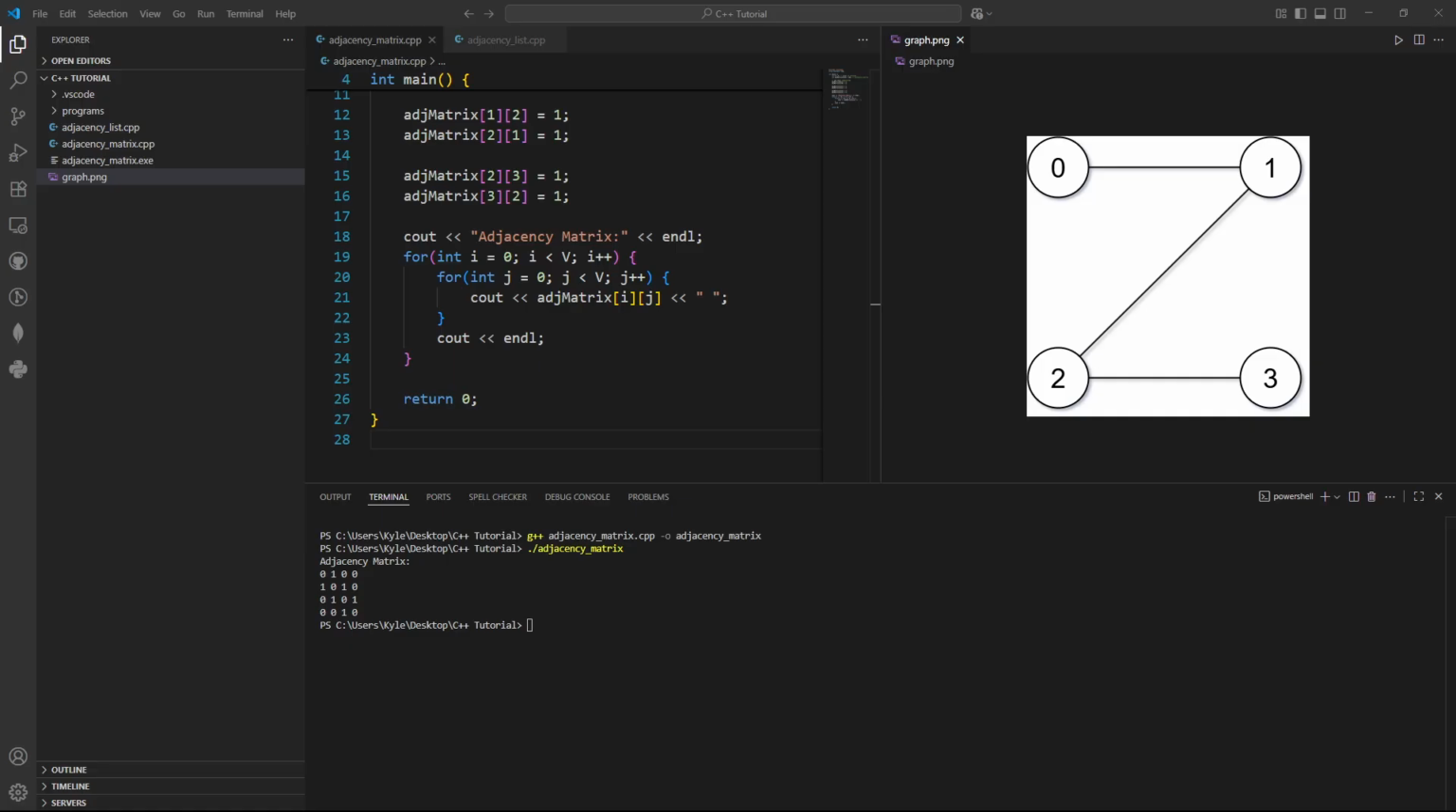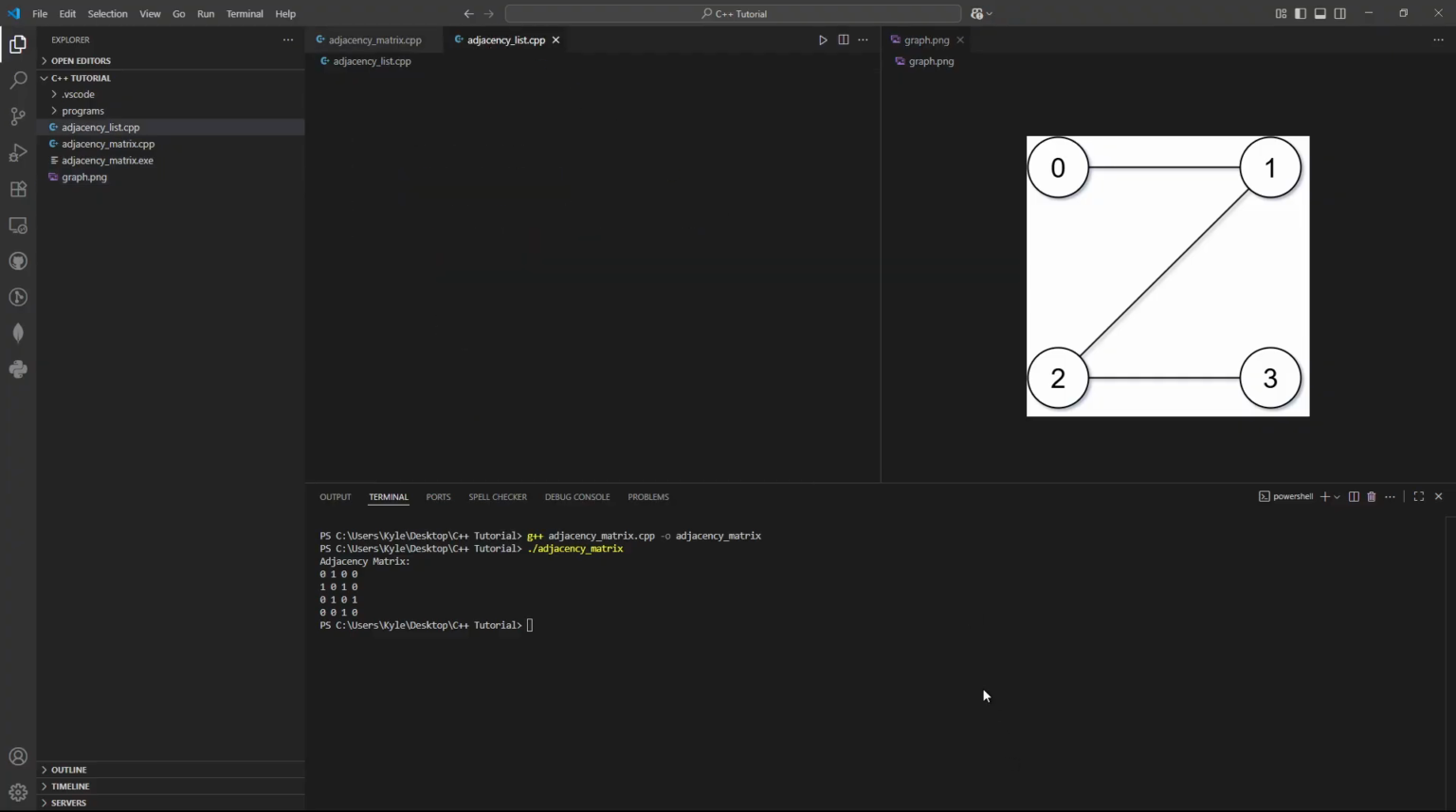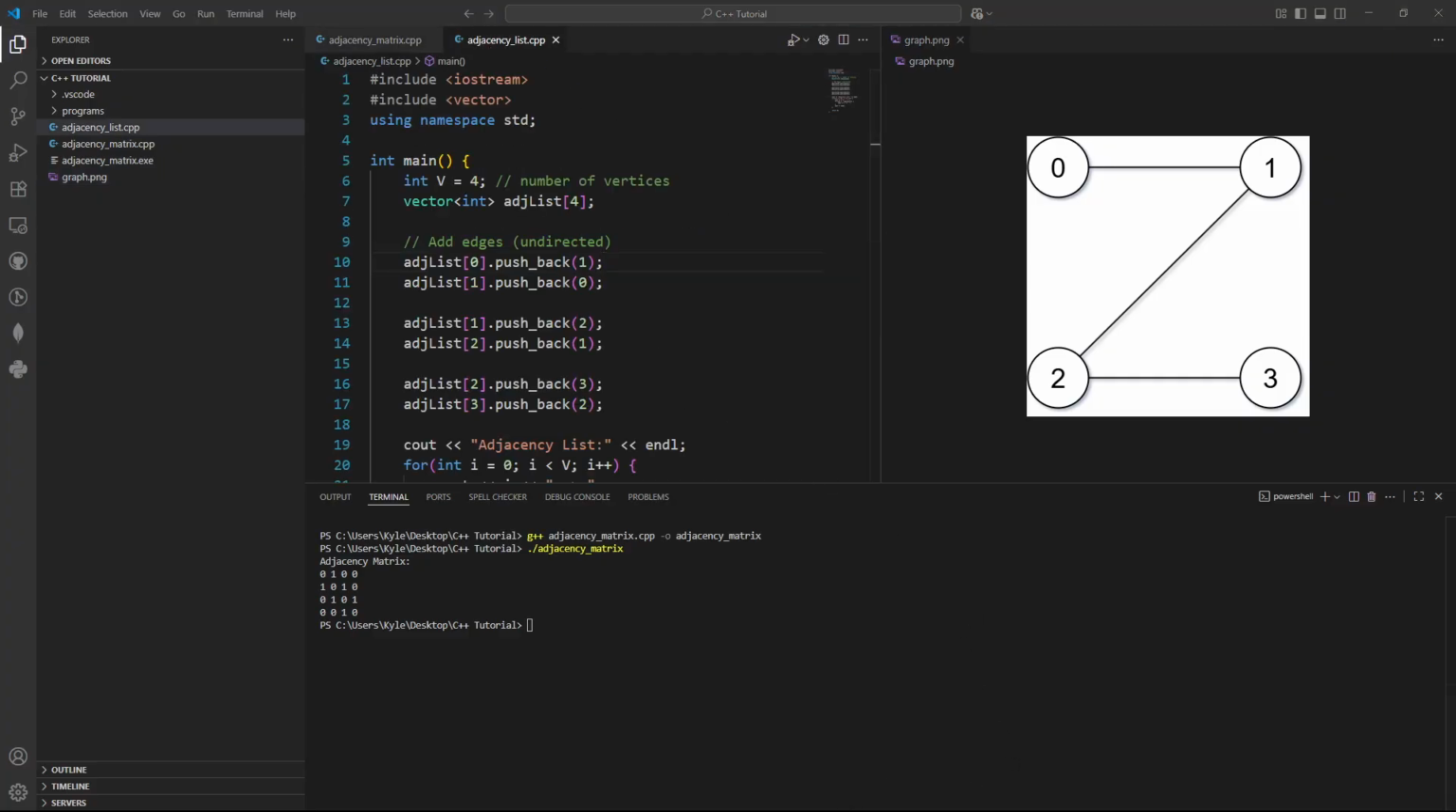So some advantages. This is very simple and direct. Checking to see if an edge exists between nodes is constant time, or big O of 1. But the disadvantage is that it takes a good deal of space, even if the graph has few edges. This is inefficient for sparse graphs. So what would be better and address those concerns? Well, an adjacency list. So here we're using an array of vectors.